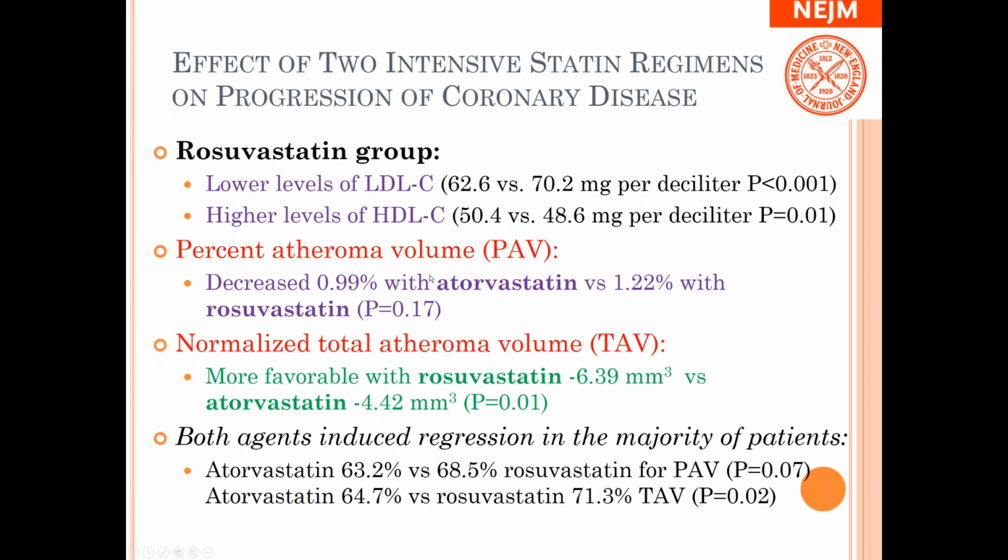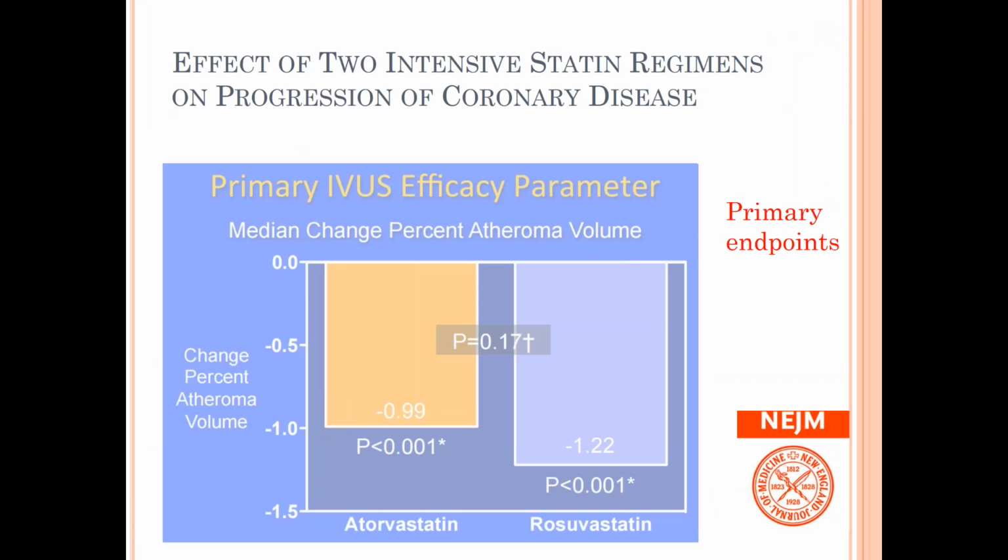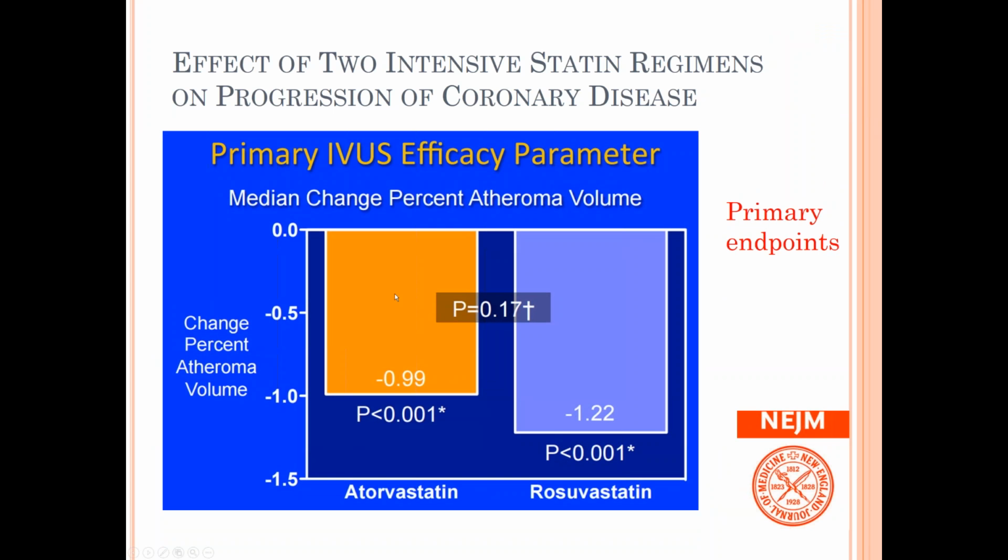There was no statistical difference in percent atheroma volume between the two agents, and the normalized total atheroma volume was lower in the rosuvastatin group. So basically, both agents were able to induce regression or transcomposition in a majority of patients. And this is a graphical display of the change in total atheroma volume. It was statistically significant from where they started for each agent, but the difference between the two was not statistically significant.